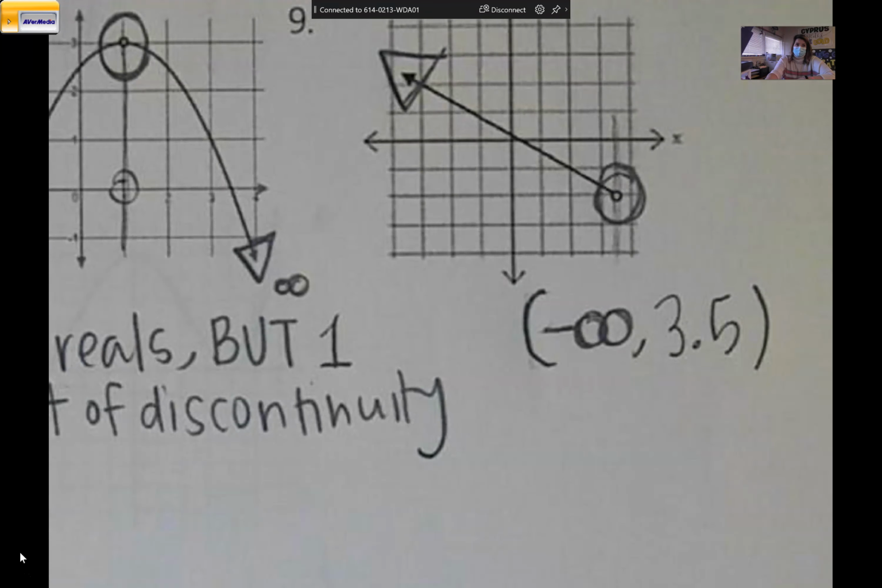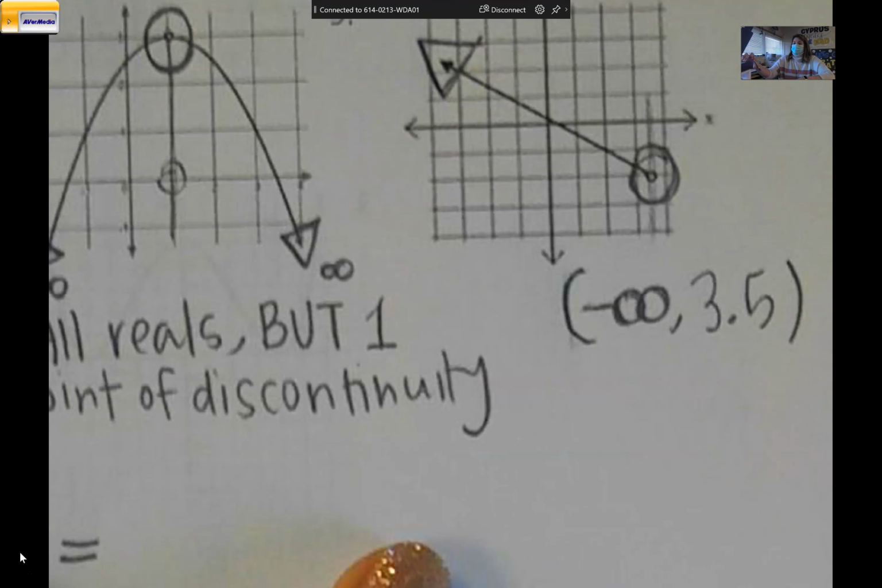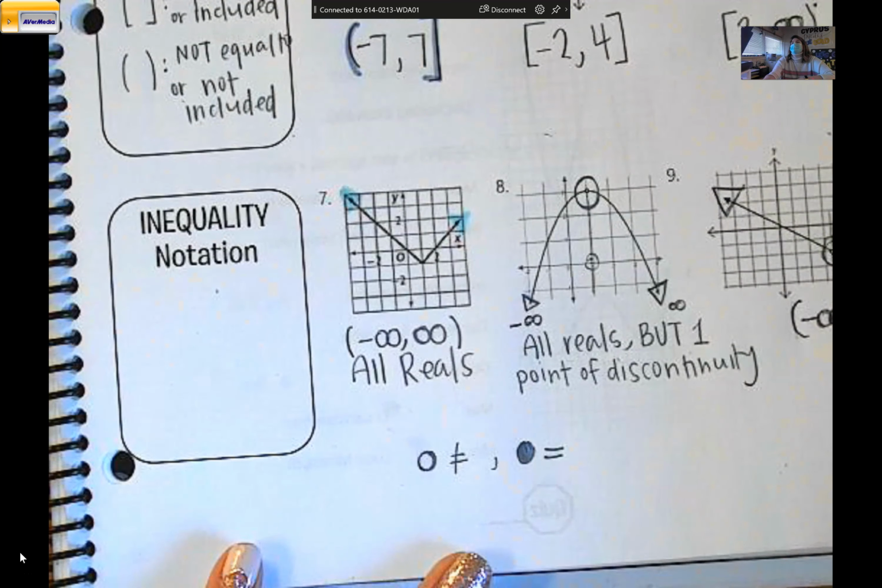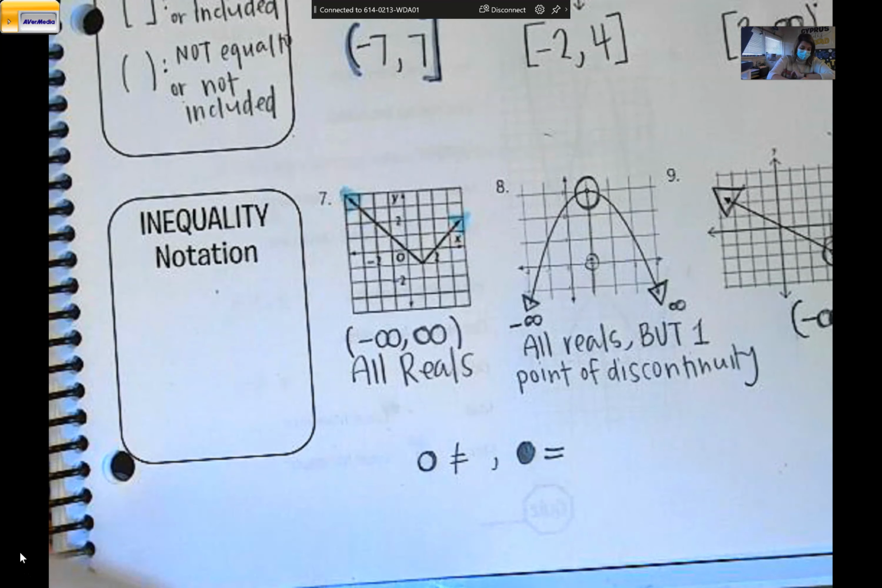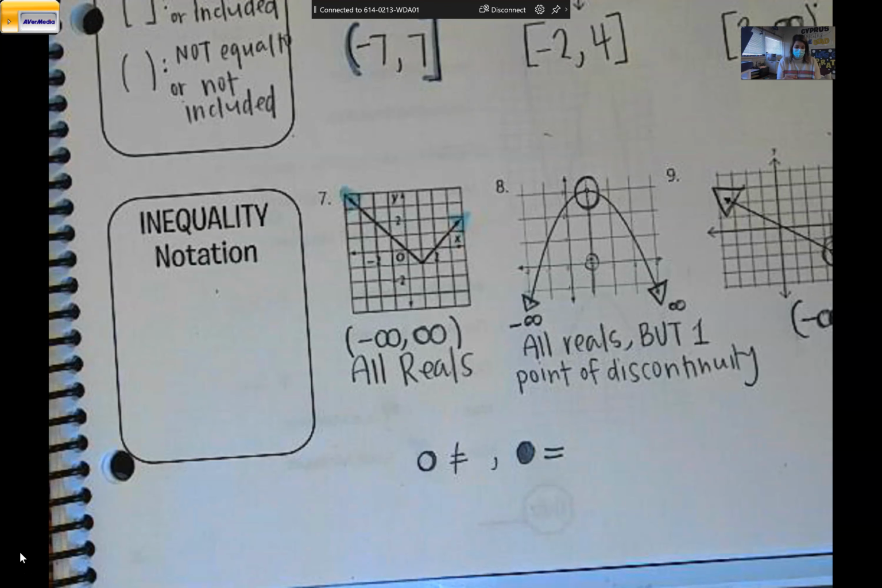Yeah. You're sure? Okay, now, oh no, we thought we were done, but we're not, because look at this guy jamming over here. So now we have to do inequality notation.